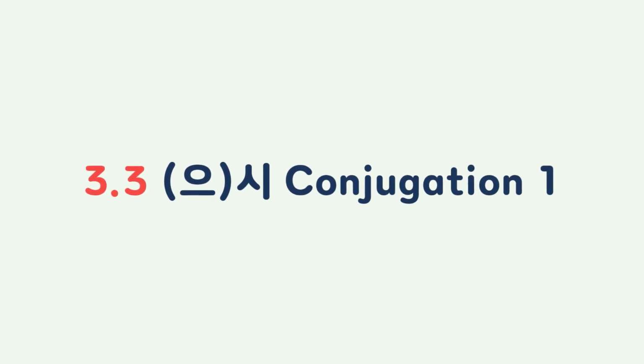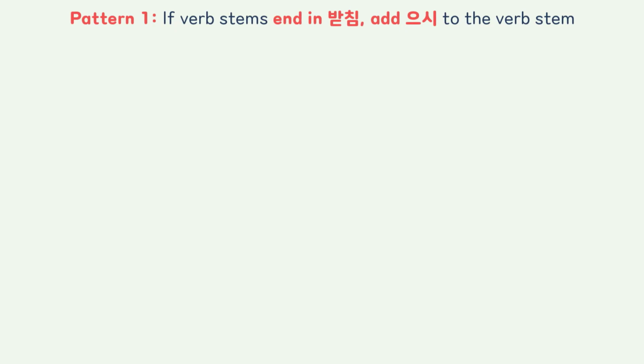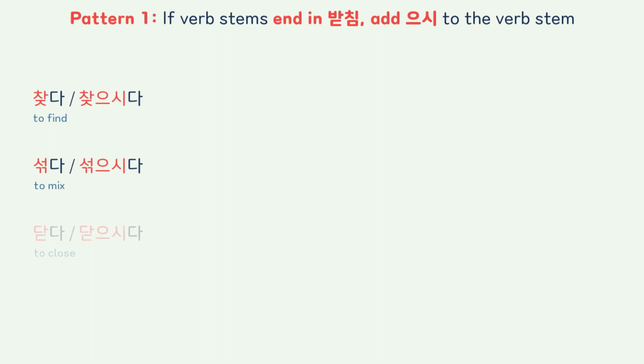Hi there, so in this lesson, we're going to learn how verbs are conjugated into honorific forms by adding 으시. Here's the first pattern. If the verb stem ends in a 받침, then we add 으시 to the verb stem. Here are some examples. 찾다, 찾으시다. 섞다, 섞으시다. 닫다, 닫으시다. So as you can see in these examples, when the verb stem ends in a 받침, we add 으시 to the verb stems to form honorific verbs.